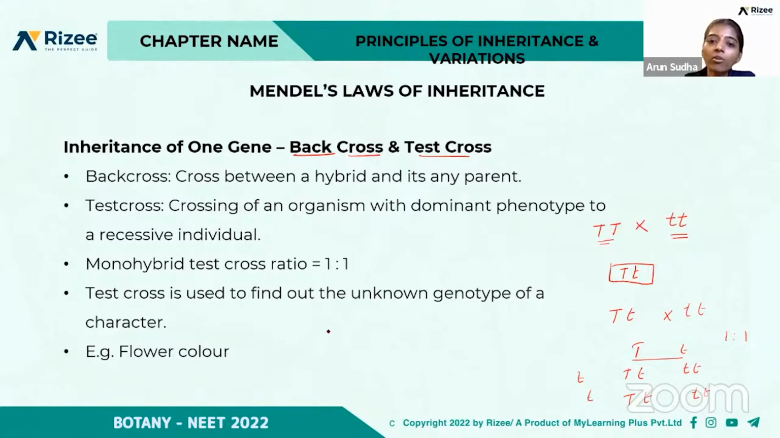So that is the test cross: crossing of an organism with dominant phenotype to a recessive individual. And what do you mean by back cross? It is a cross between a hybrid and any of its parents. So if the hybrid is crossed with either parent, then it is called a back cross. Test cross is used to find out the unknown genotype of a character, right? For example, flower color or any other character.